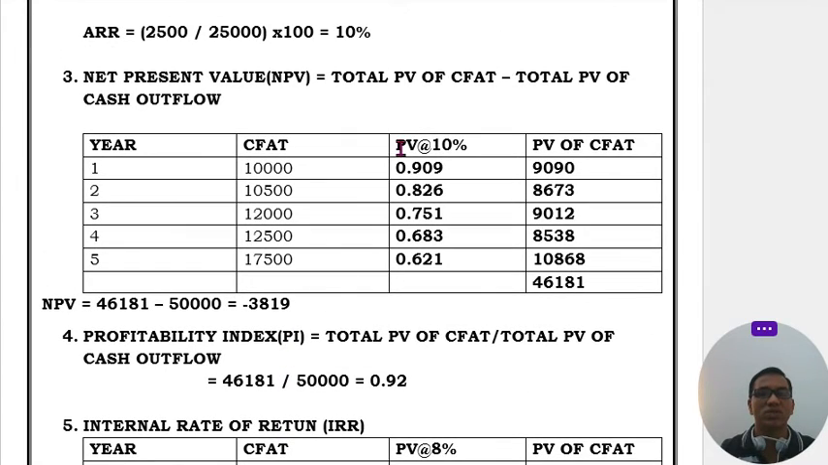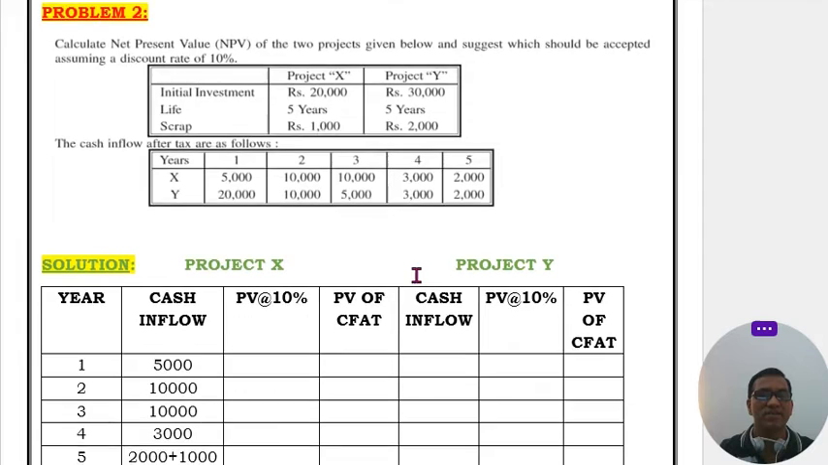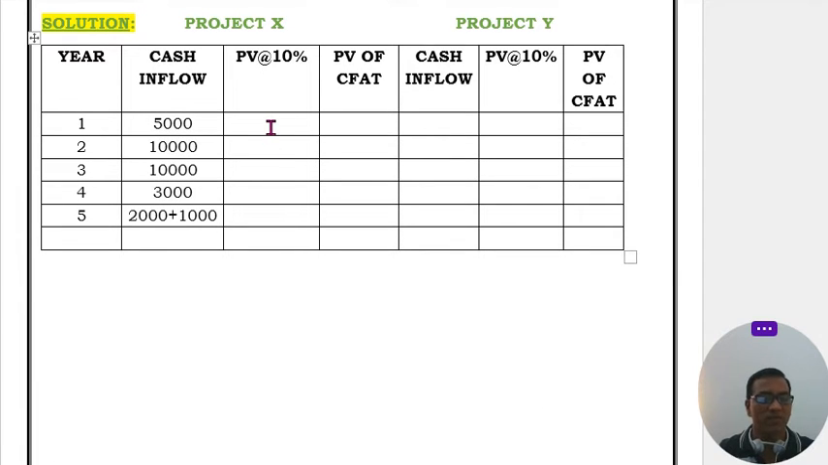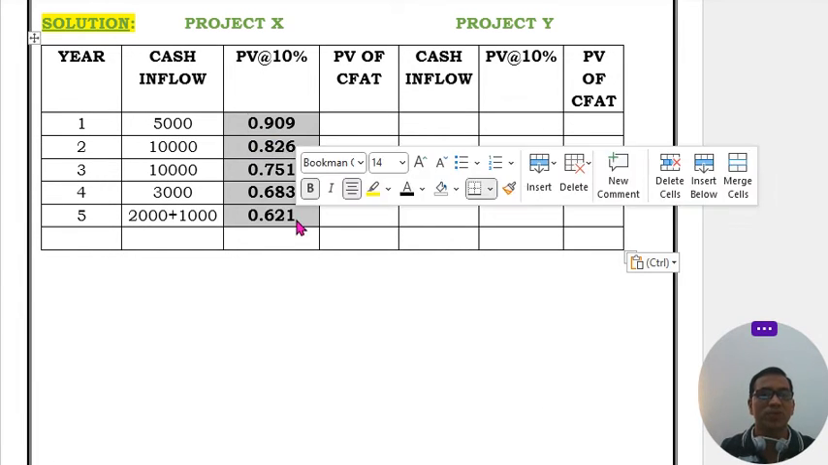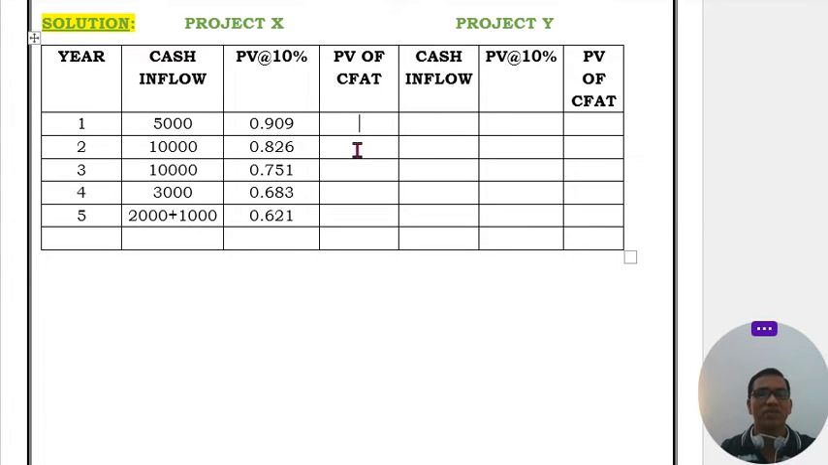And what about PV at the rate of 10% table values? We already used them before in this question, so I am taking the same table values here. No need to type again. These values I took from the present value of 1 rupee table, which is available in Google everywhere and in every financial management textbook. Now, PV of CFAT. How will you get PV of CFAT? Cash inflow multiplied with the PV at the rate of 10% table values.